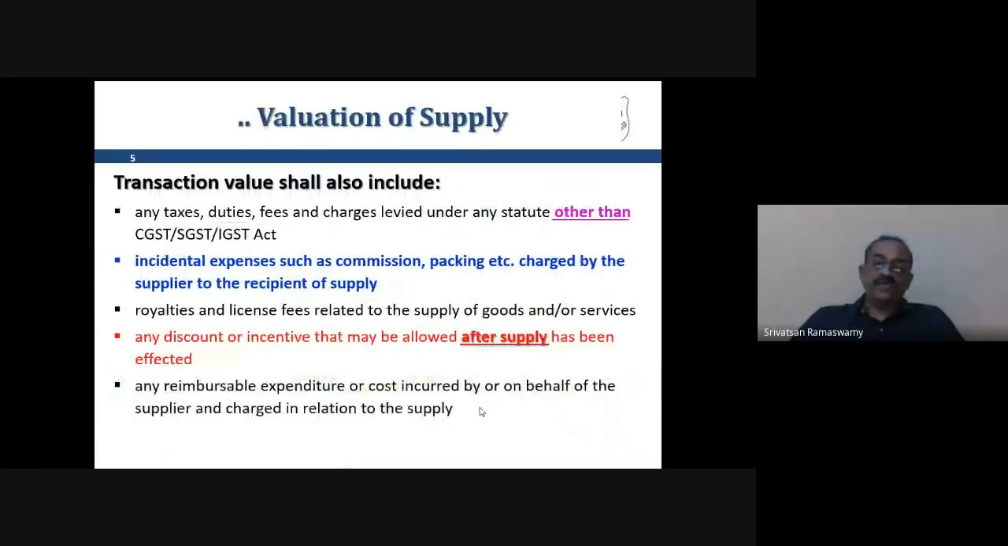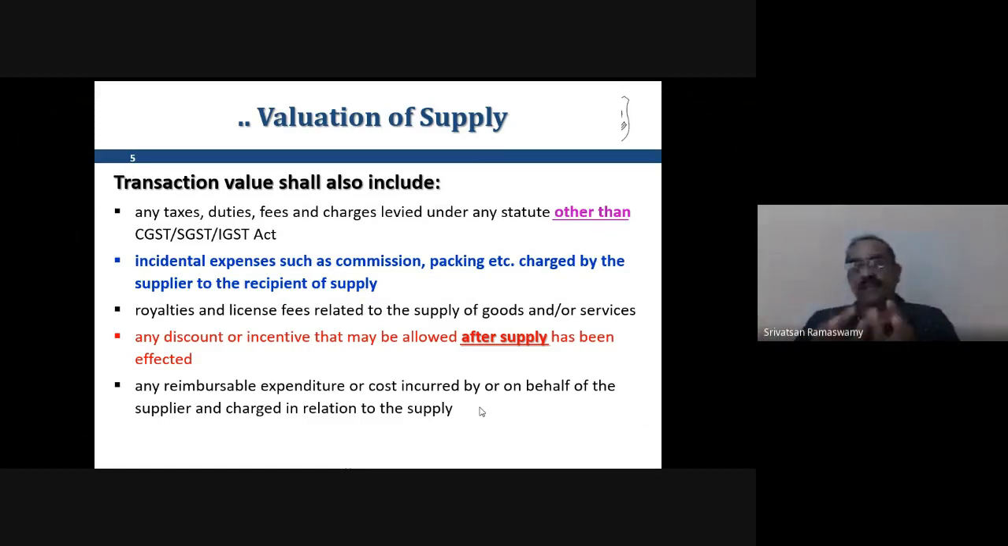Okay, so now we know that transaction value is the price paid or payable. And what are all the components that we should include? This is very important. Any taxes, duties, fees, or charges levied under any statute other than CGST, SGST, IGST, UTGST, or compensation cess will have to form part of the transaction value.